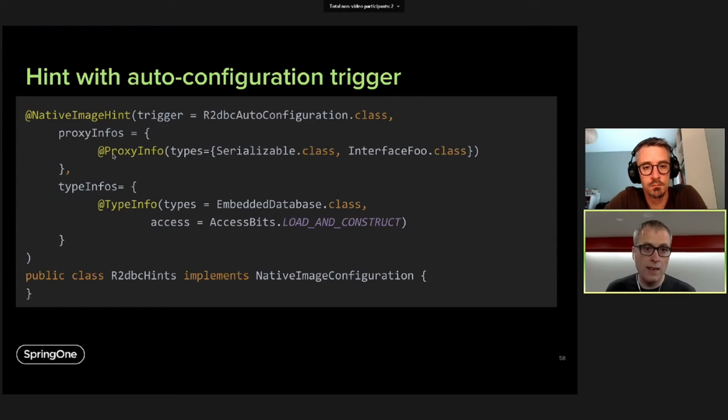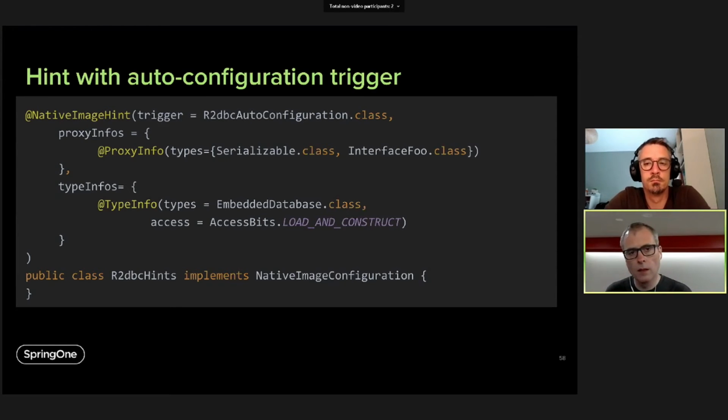Also, we have type info. Anything you can express in the JSON can be expressed here. Type info is for capturing reflective information. So we've said, okay, we need reflective access to embedded database, and we need to be able to load and construct it. This access is quite important because we're specifying exactly what we need and no more. So we're saying we need to be able to call the constructors on an embedded database. That means we don't need reflective access to the methods or the fields, just the constructors. And as I say, it's very important to try and constrain to the minimum set that you absolutely need for your app to run.